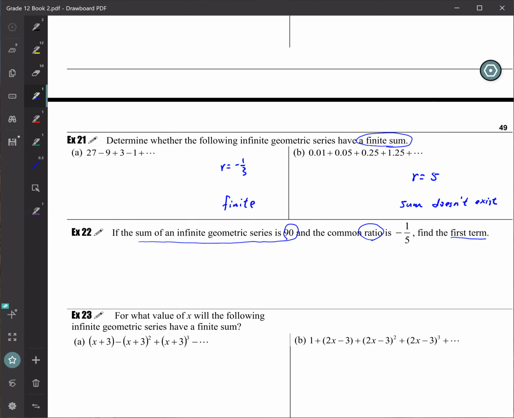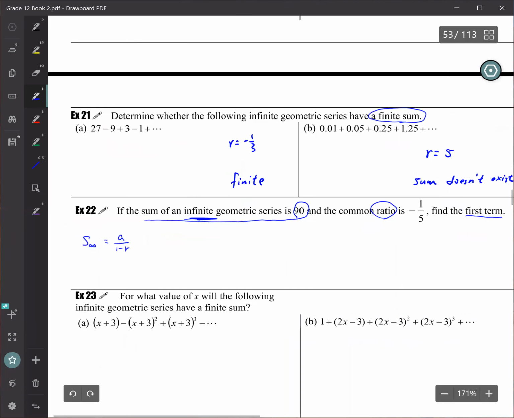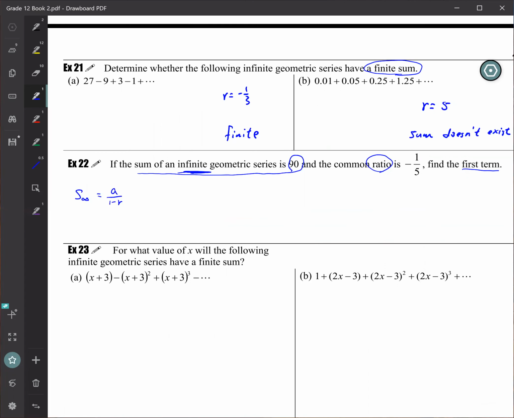Okay, if you are still stuck on what to do here, if you see the words infinite series, right away you think about the formula. And then you think about what you can plug in. So that will be a hint, okay, if you are stuck. Okay, most of you got it. Okay, Cindy, can you tell us what you did first?